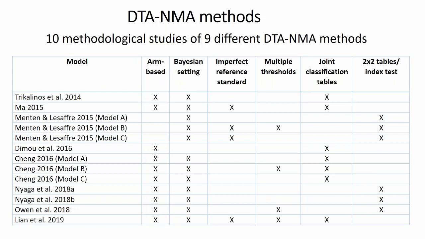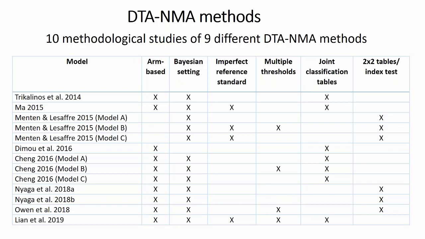Trikalinos extended the bivariate model to an arm-based multinomial model approximated using a multivariate normal distribution for the joint meta-analysis of studies comparing multiple index tests on the same participants. So this model requires joint classification tables. Remember, I showed you earlier. Now, for studies that only report sensitivity and specificity of each test, counts for the cross-classification are imputed based on the associations observed in studies that report the full cross-classification.